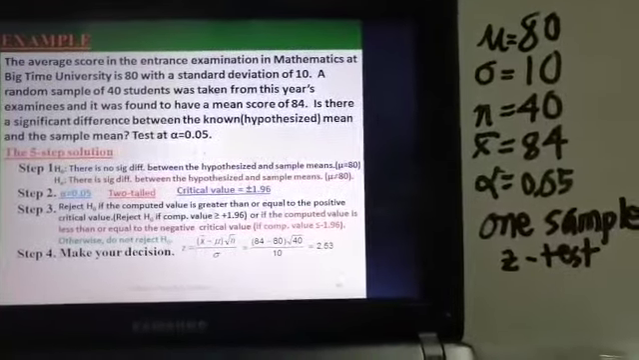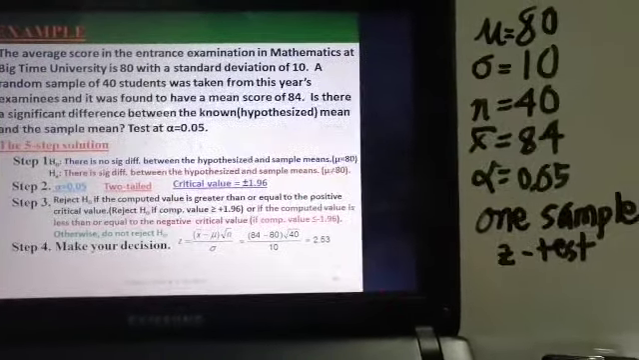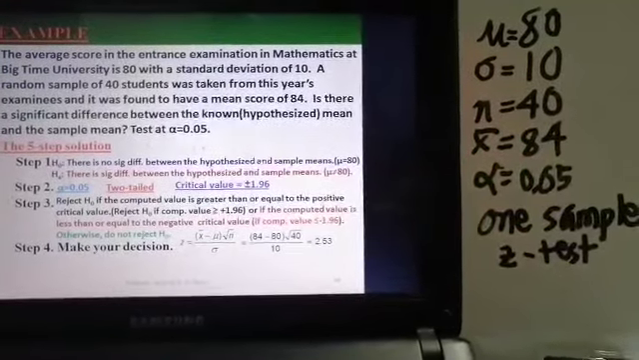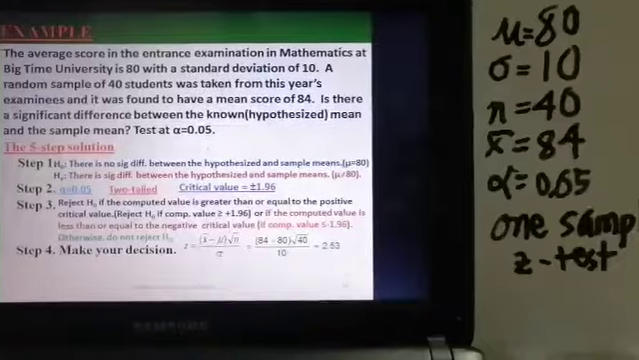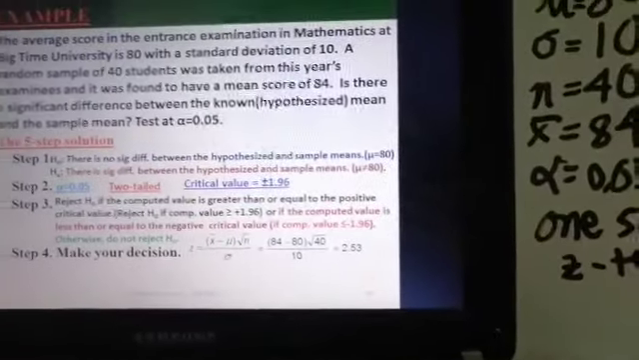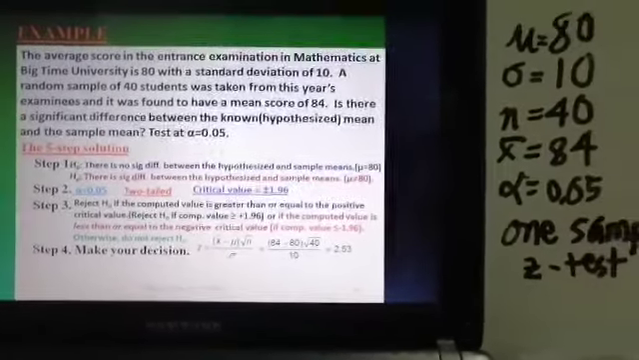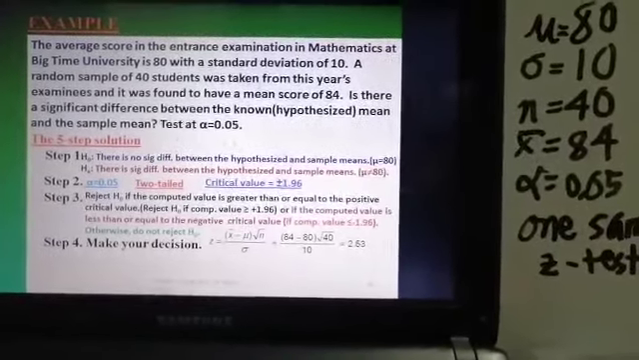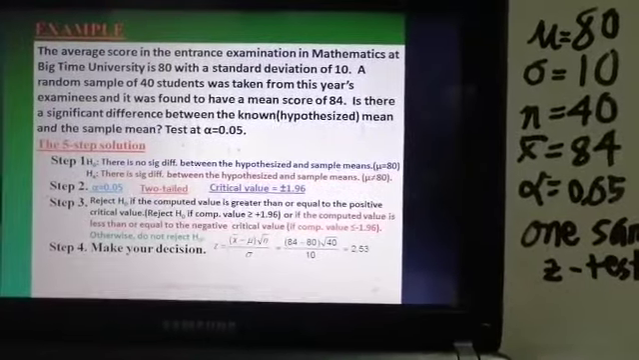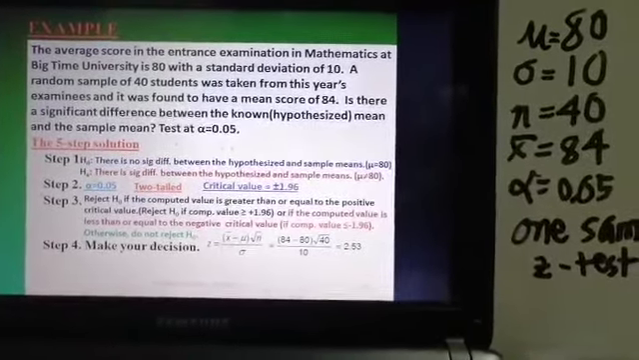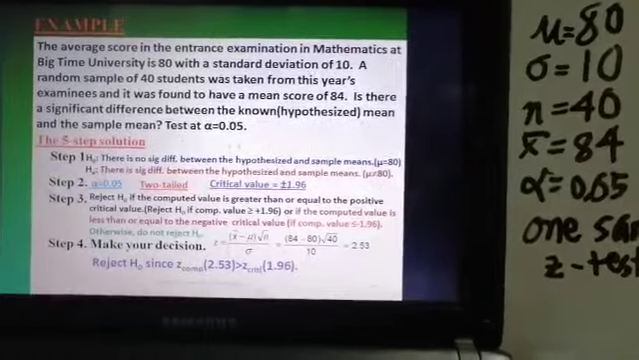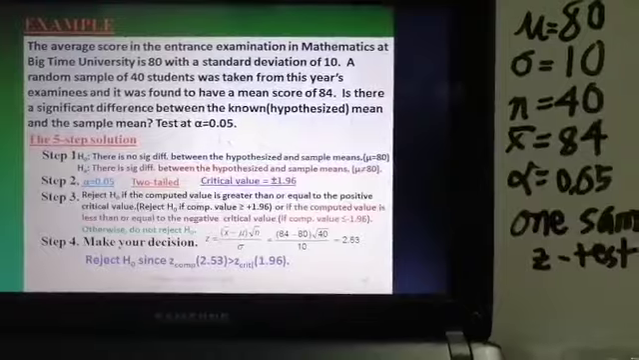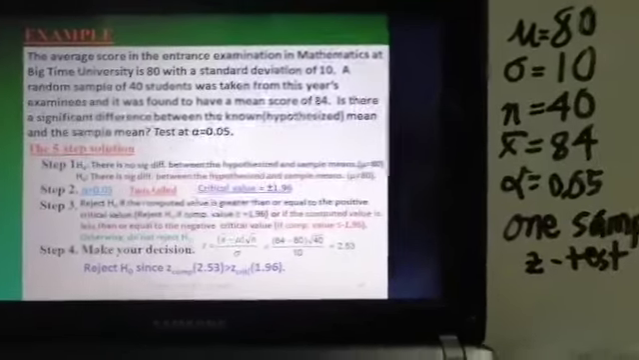Question: how do you compare 2.53 to our critical value? Since it is positive, you have to compare it to our positive critical value, and our positive critical value is 1.96. So how do you compare 2.53 to 1.96? That is greater than. If our computed value is greater than 1.96, what must be your decision? Very good. You reject HO, since our computed value 2.53 is greater than 1.96.